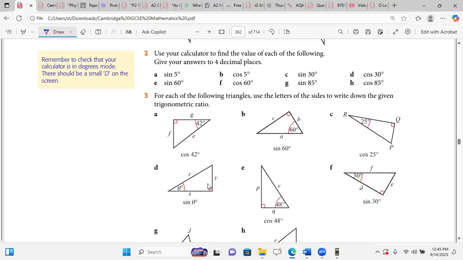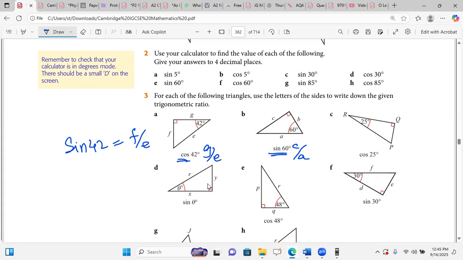Just remember that your sine ratio for any angle like sine 42 will equal the opposite side, f over e. He is saying cos 42 will be g over e. Then for sine 60, it will be the opposite, c over a.